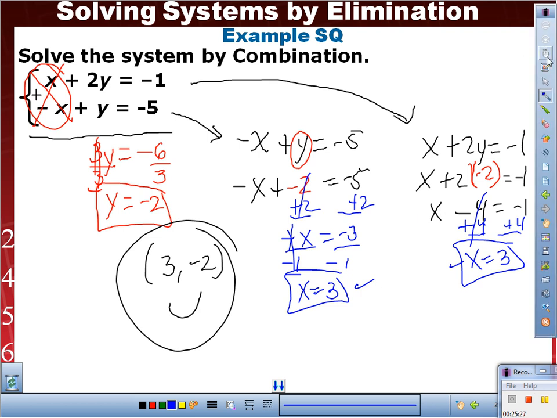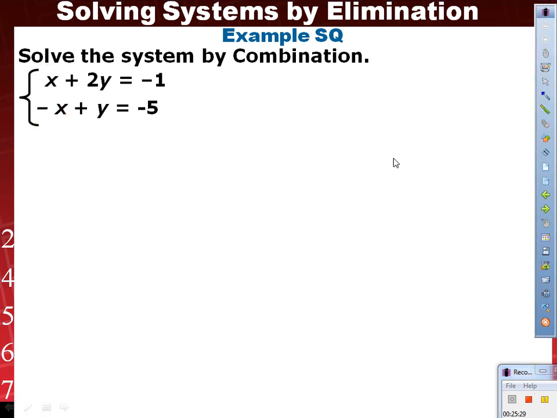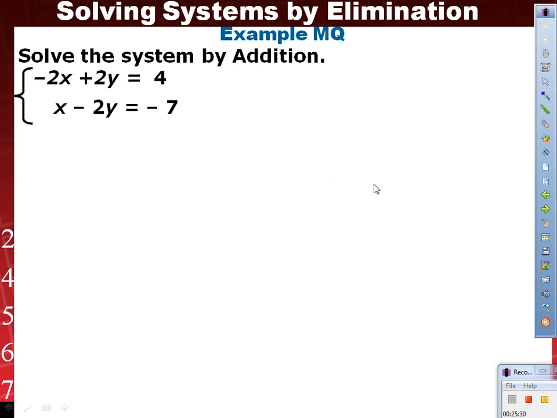Okay, so by now you should be able to do this next one by yourself, yes? A little bit faster. This one reads, solve the system by addition. What do you guys notice now? It's no longer elimination or combination, it's addition, but what do we know? It's the same thing. So the system given is -2x plus 2y equals 4, and x minus 2y equals -7. Copy that and solve. You've got 1 minute. Ready, go.